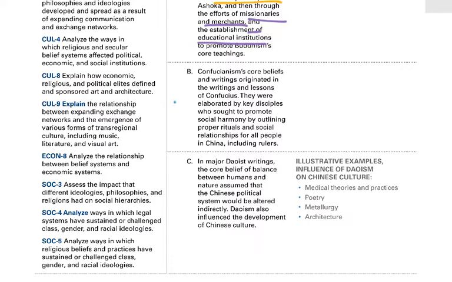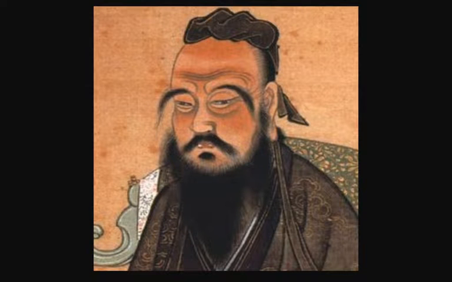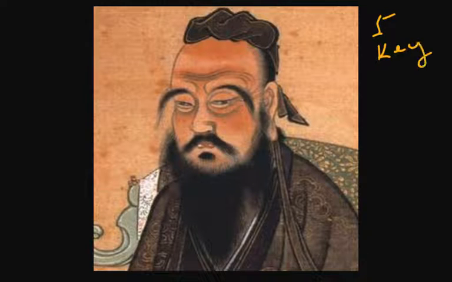All right, let's talk about Confucianism. Confucius' core beliefs and writings originated in the writing and lessons of Confucius. They were elaborated by key disciples who sought to promote social harmony by outlining proper rituals and social relationships for all people in China, including rulers. So what we want to remember about Confucianists is the 5 key relationships. Okay? This is ruler to subject, father to son, husband to wife, older brother to younger brother, and friend to friend.